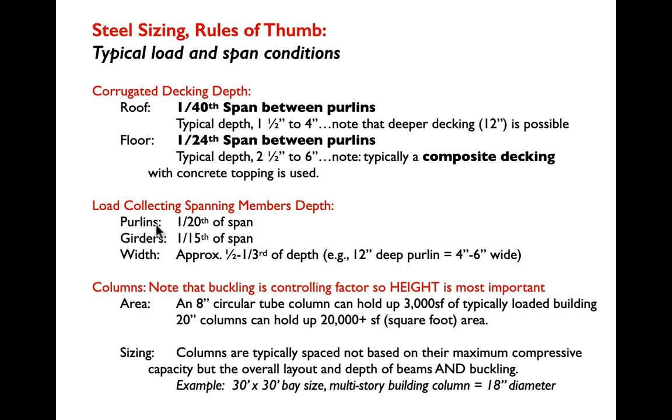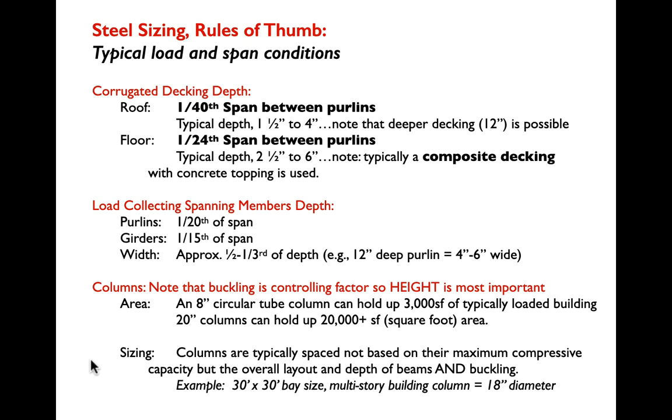When we're talking about load collecting beams and girders and purlins, lightweight purlins, we can get down to 1/20th of the span for a roof. For floor beams and for girders, we're looking more at 1 to 15 or 1 to 16. And again, just a rule of thumb, similar to concrete, beams and girders, we like to have a sort of 2 to 1 to 3 to 1 ratio.